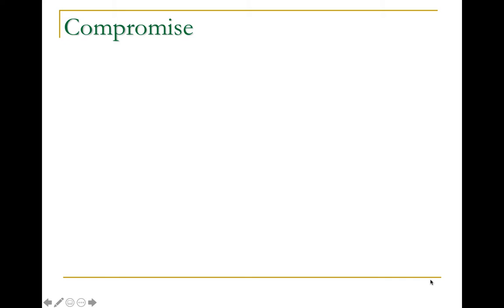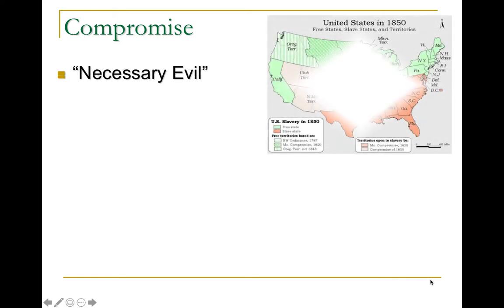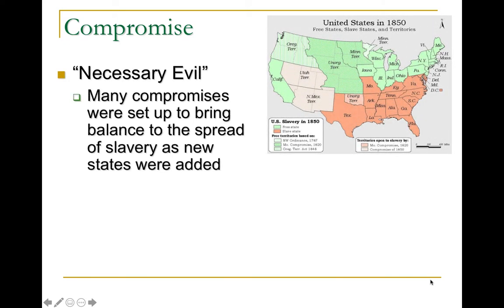So let's begin. Compromise. Slavery was known as a necessary evil in early American history, and so many compromises were set up to bring balance to the spread of slavery as new states were added. And so you have compromises such as the Compromise of 1820 and later the Compromise of 1850 that seek to bring this sense of balance, if you will.